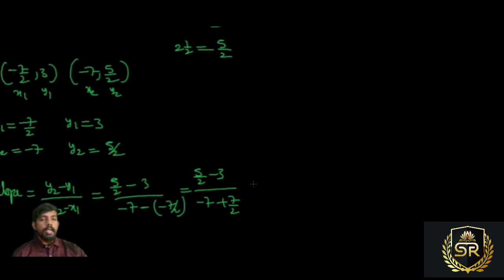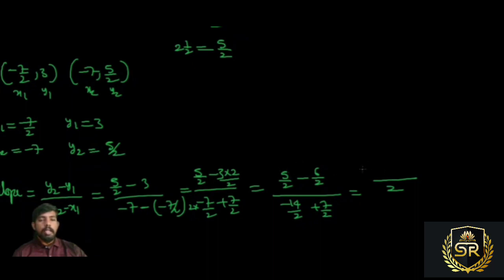Now we will do the LCM. Here 2 is there in the denominator, that's the reason for multiplying and dividing by 2. So 5 by 2 minus 3 times 2 is 6 by 2, by minus 7 times 2 is 14 minus 14 by 2 plus 7 by 2. Denominator same means numerator also write same: 5 minus 6 by minus 14 plus 7 by 2.